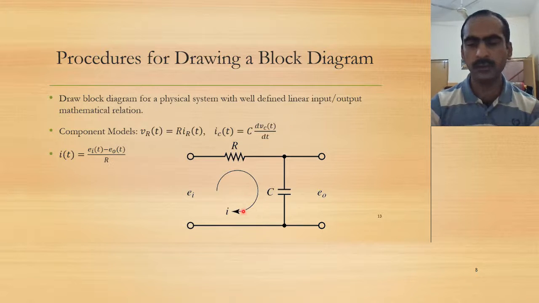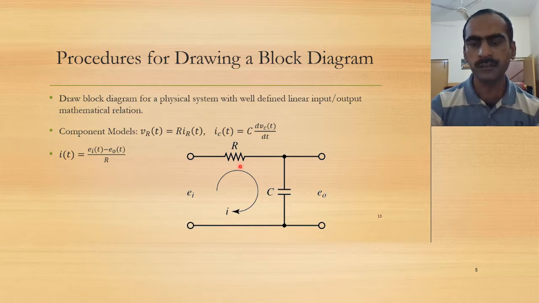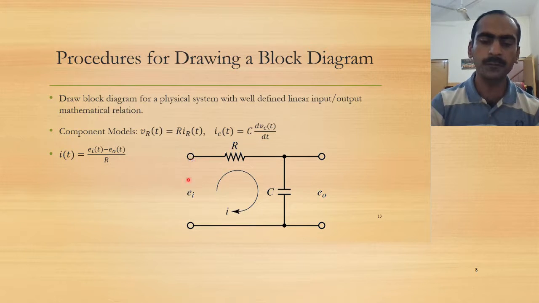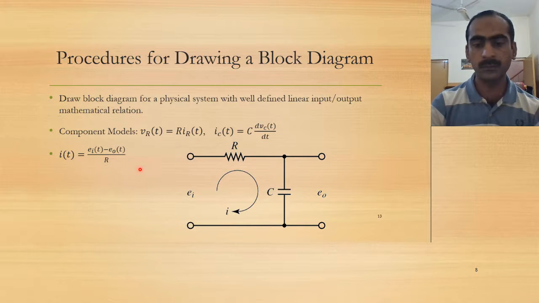Sorry, we don't write the KVL equation. We just observe that the current I(t) can be found by the potential difference across this resistance divided by the resistance value. So with input voltage Ei and output voltage E naught, the current flow is the input voltage minus E naught, the potential difference across R, divided by R. So here it is: I(t) is Ei(t) minus E naught(t) divided by R. I have shown t here because these three signals are functions of time.